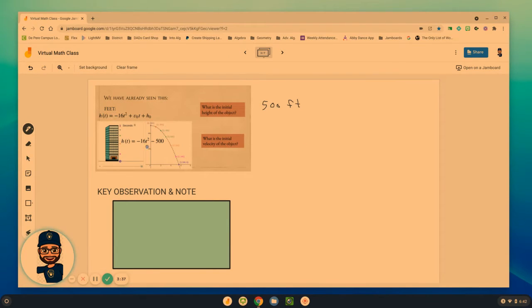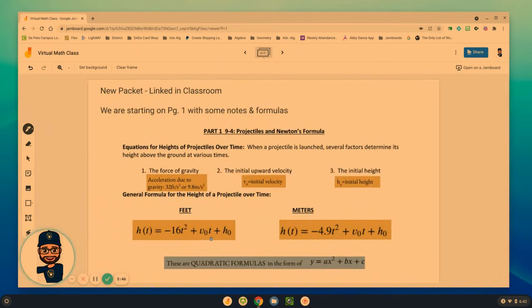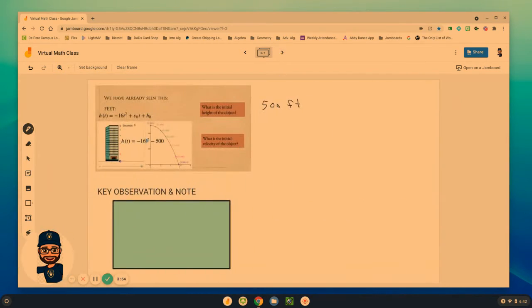So here's the formula that it gave us. Negative 16t squared plus 500. So if I go back a page for a moment, notice initial velocity is going to be right in front of the t, not the t squared. So in this problem, we don't have an initial velocity. Its initial velocity was 0 feet per second.